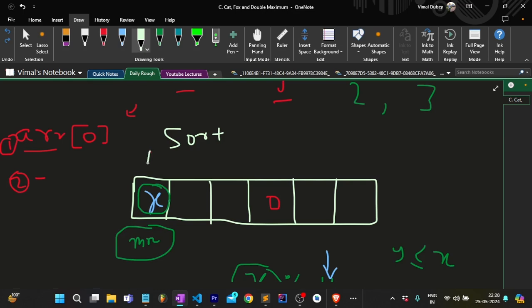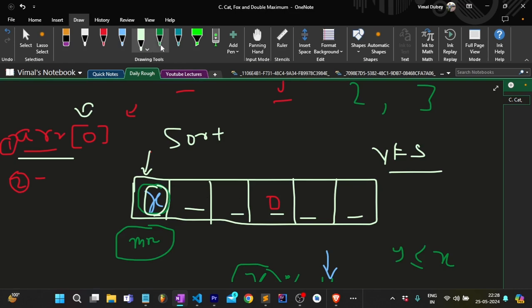Can I say that if this is my first element, then I can check how many elements are divisible by x, the first element? And if all elements are divisible by x, then the answer will always be yes, because the first element is x, array of 0, and the second element can be anything out of the n minus 1 elements, because all the elements are divisible by this particular element. So the answer is always possible.